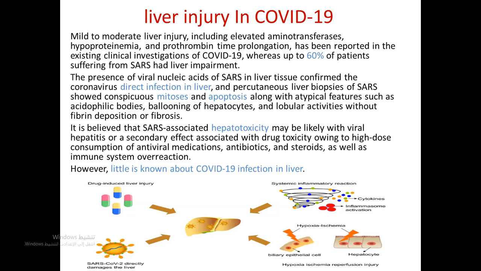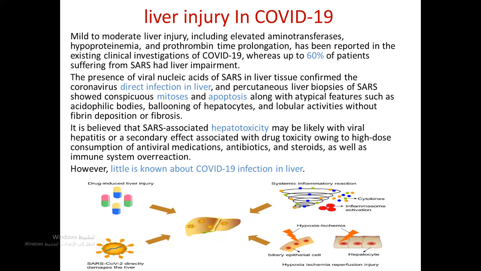نجي هسه على liver injury in COVID-19. Mild to moderate liver injury including elevated aminotransferases, hypoproteinemia, and prothrombin time prolongation has been reported in the existing clinical investigation of COVID-19, whereas up to 60% of patients suffering from SARS had liver impairment.